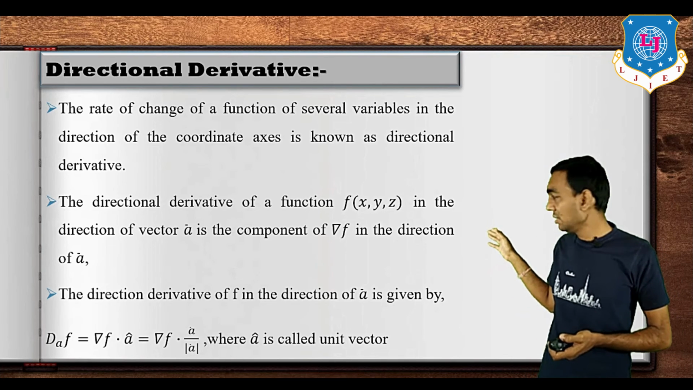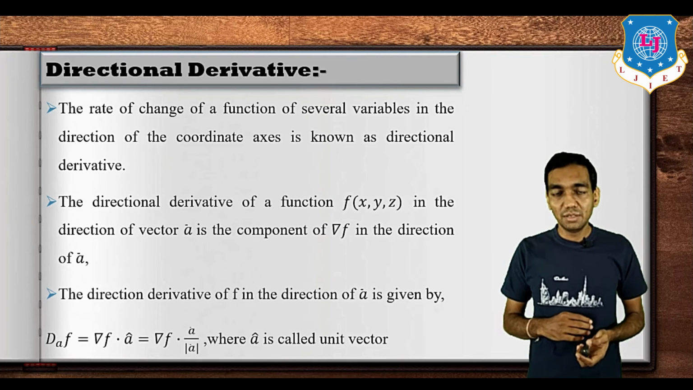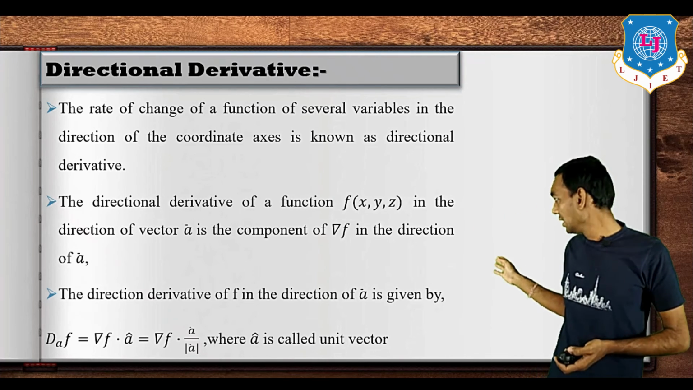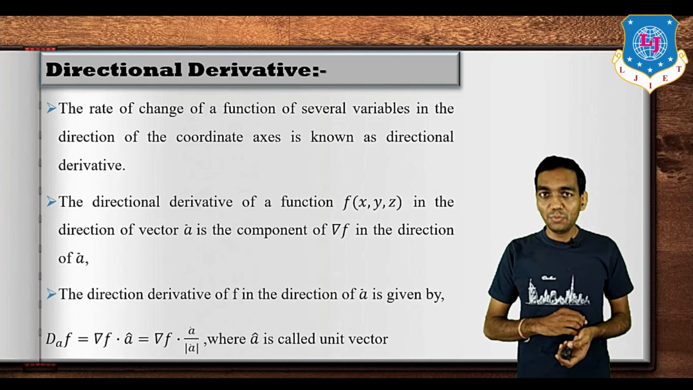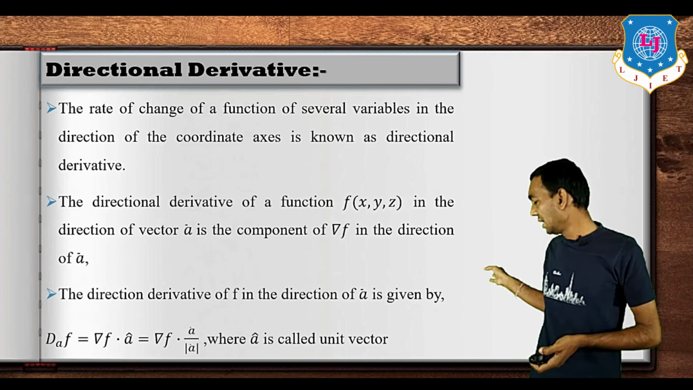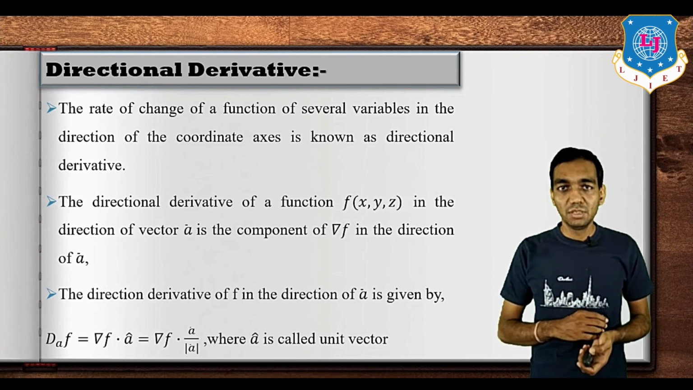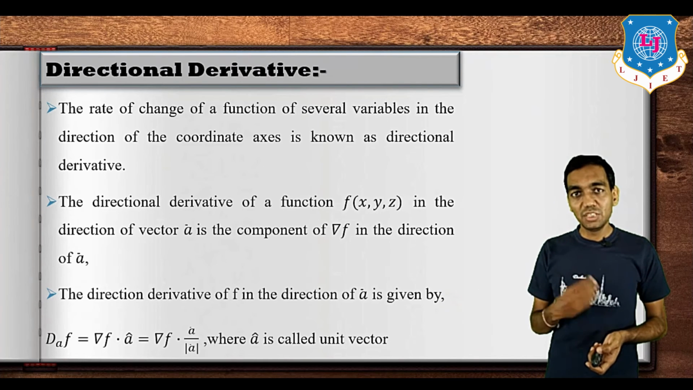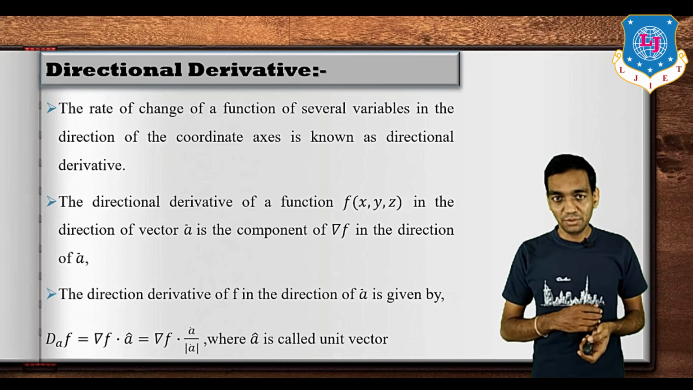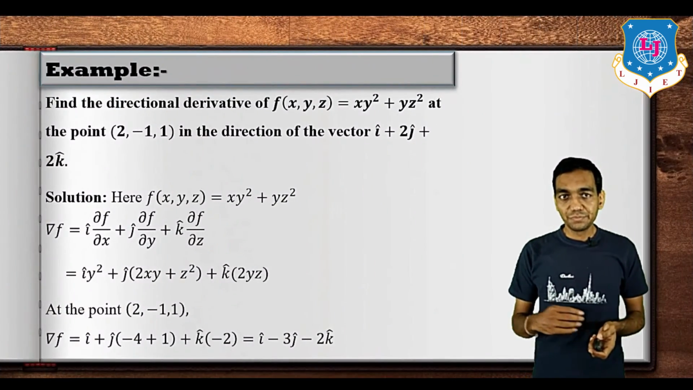The directional derivative of f in the direction of a bar is given by capital D a of f, or you can define it in the form of grad f dot a cap, where grad f is nothing but the gradient of a function and a cap is the unit vector in which you are finding the directional derivative. Okay. Now we are going on to the example.